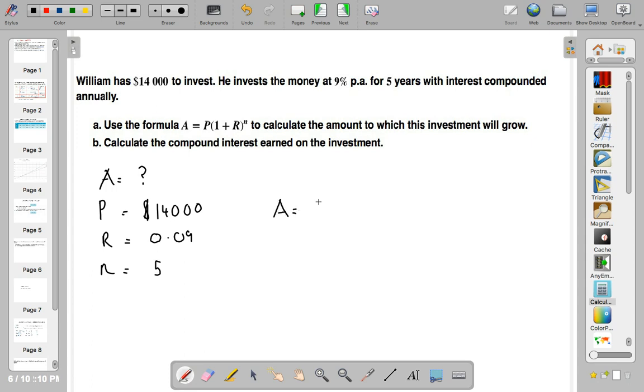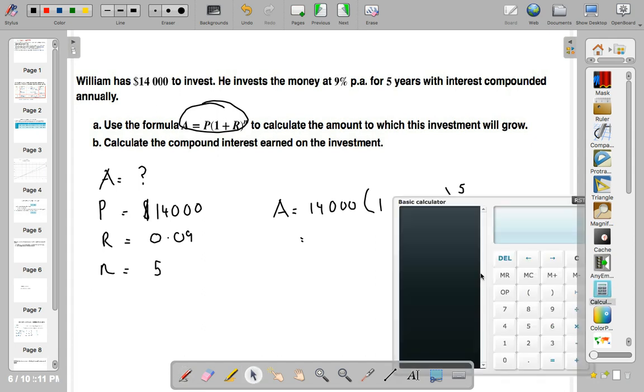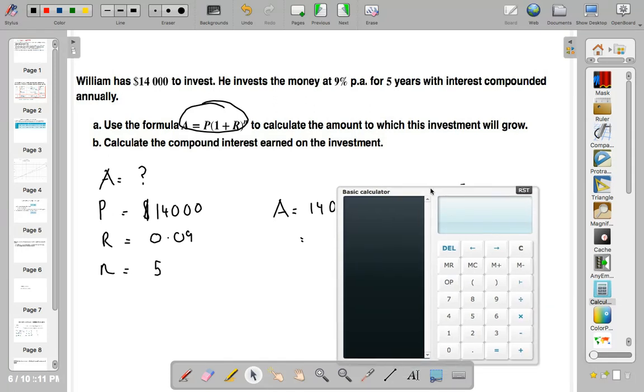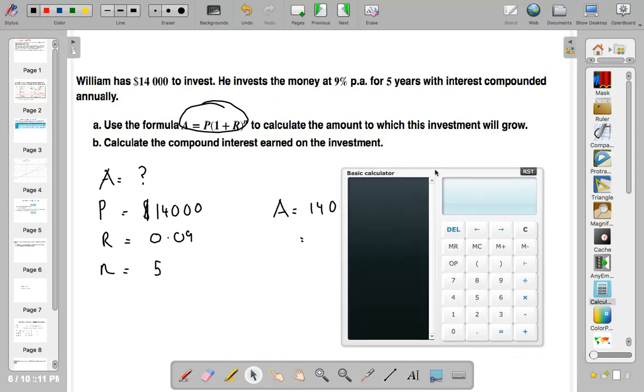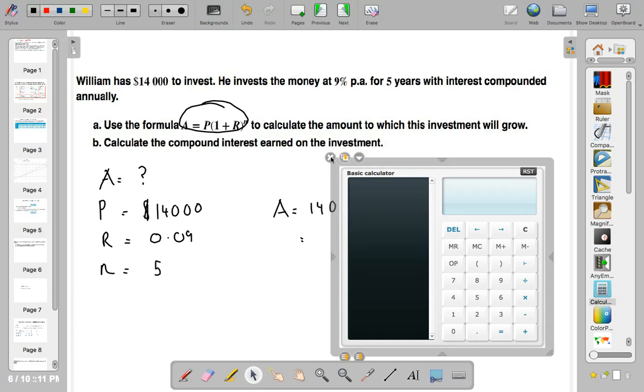A equals 14,000, open brackets, 1 plus 0.09, to the power of 5. So you can see there's the formula, and I've placed the values in there. Time to work this out, and I'll bring my calculator over. I hope this calculator has a raising to the power button. Not sure that it has, so I won't use that one at the moment. I'll use the one next to me here.